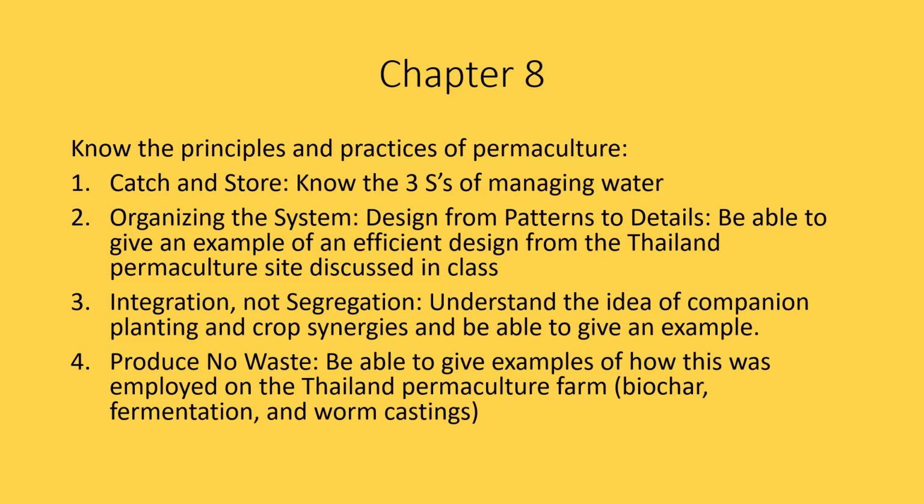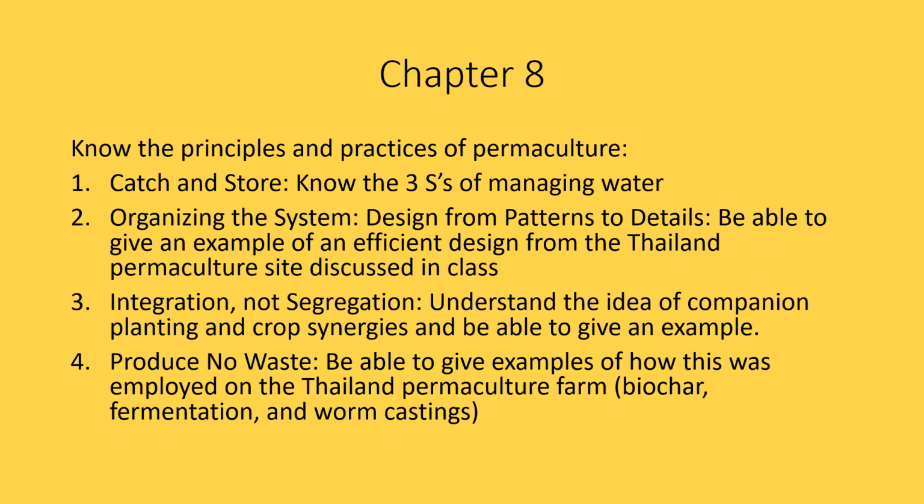It could be planting the banana trees around the duck pond to keep the water from the pond from evaporating because banana trees provide a lot of shade, right? Or it could be planting the coconut trees near the banana trees, right? Because again, banana trees tend to produce a lot of water and potassium, and coconut trees tend to consume a lot of water and potassium. And that leads us to number 3, integration, not segregation.